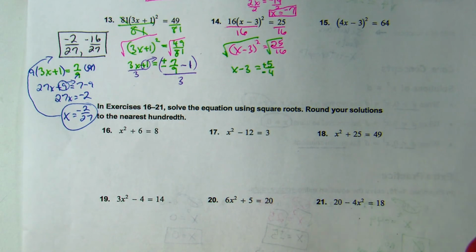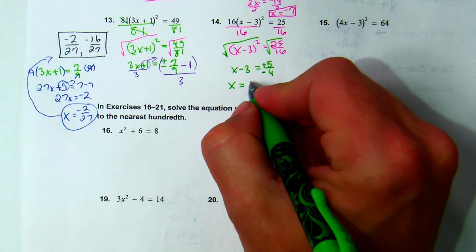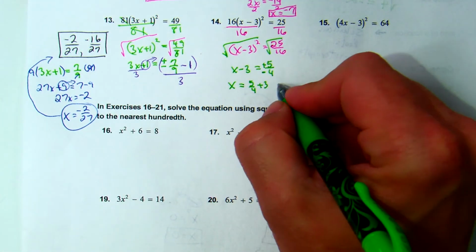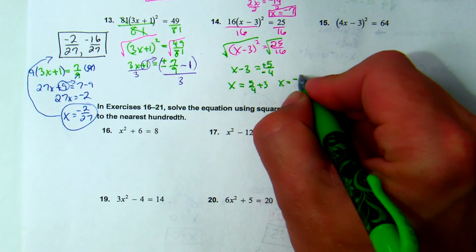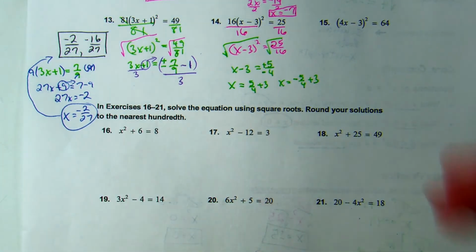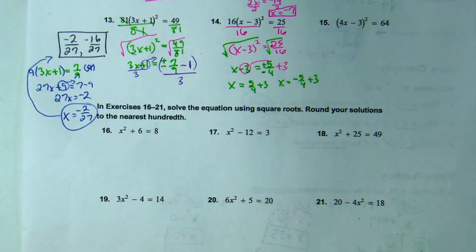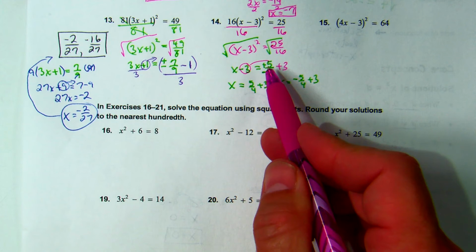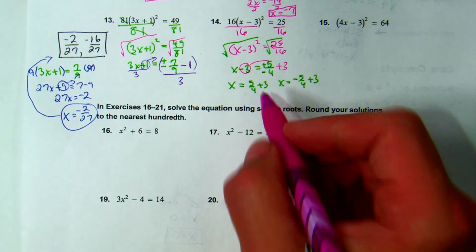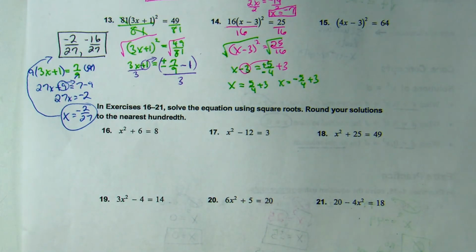And now, what I have to remember to do here is x is going to equal either a positive 5 over 4 plus 3, or x equals a negative 5 over 4 plus 3. Because remember, all I'm doing is taking this negative 3 and I'm going to add it to that side. So I'm going to have to worry about a plus version of 5 over 4 plus 3 and a negative version of 5 over 4 plus 3. So that's why I have these two different ones, I'm solving for both options.